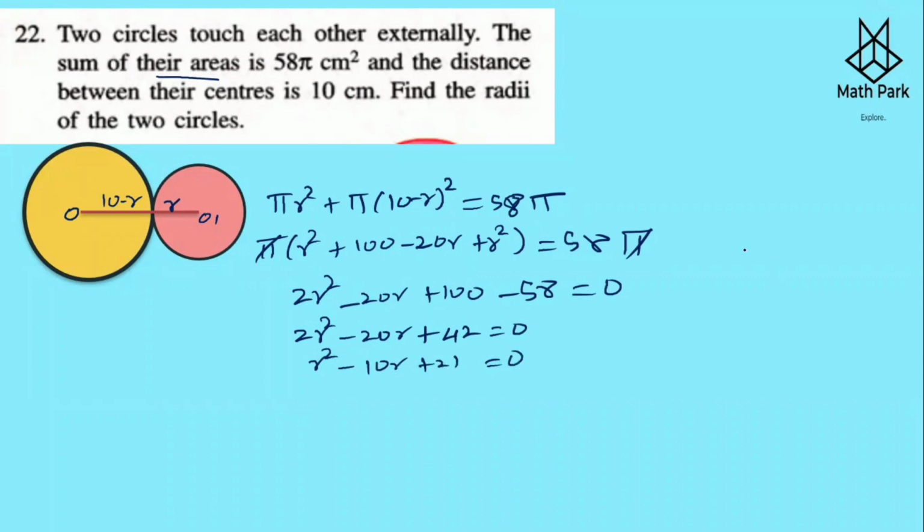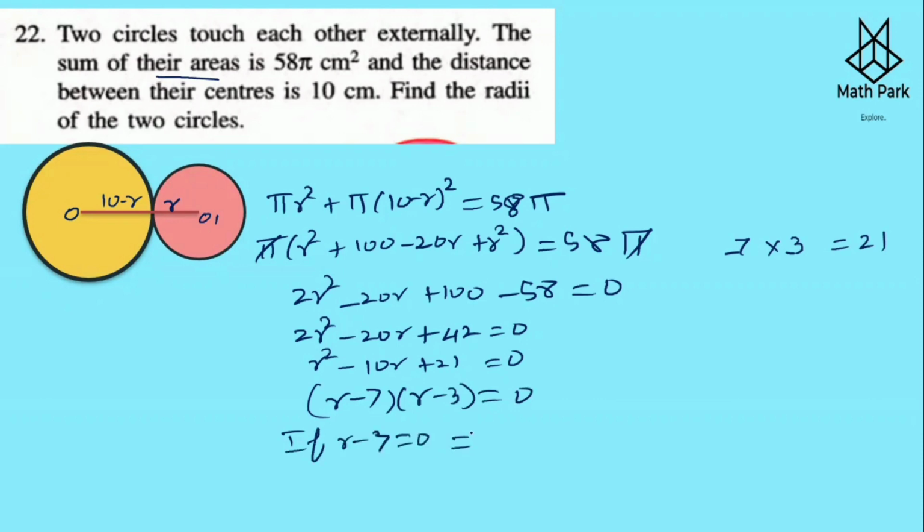Find the factors of 21. So we have 7 3s are 21. So minus 7 times minus 3 is 21. So the factors are r minus 7 and r minus 3 is equal to 0. So if r minus 7 is equal to 0, you get r is equal to 7. And if r minus 3 is equal to 0, you get r is equal to 3. So the radii of these two circles are 7 and 3.